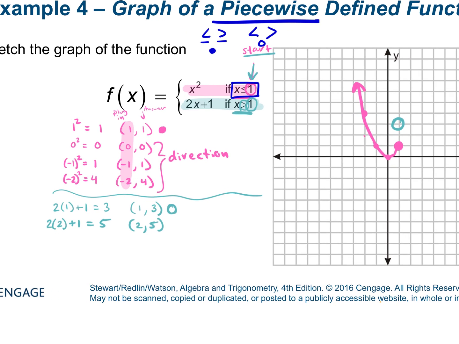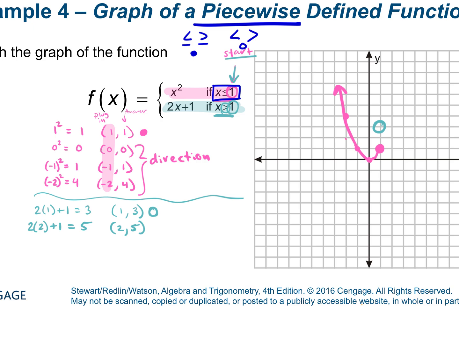Now this point just gives us direction, so it's not an open circle again, it's just a point. It's what's going to help us connect the dots. So we're going to go to the right 2 and up 5. Put a little point there.